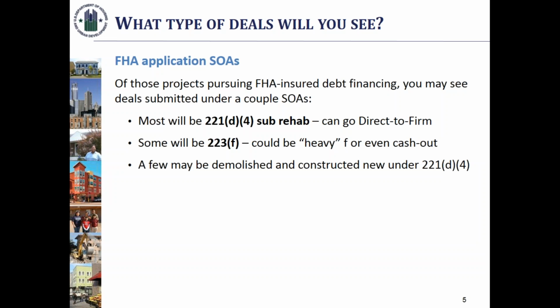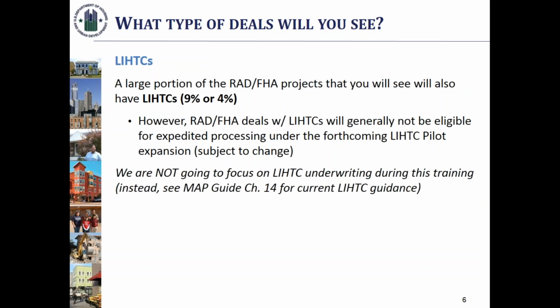And some may actually even be cash out, where the PHA is pulling out equity and using it to fund other conversions and rehabs in their portfolio. And then there could be a few public housing projects that may actually be demolished and constructed new under D4 as well. But I think most of what you're going to see is D4 sub-rehabs with a few Fs.